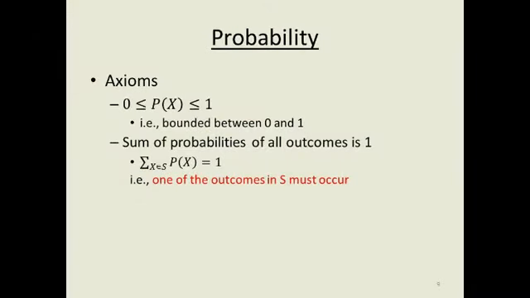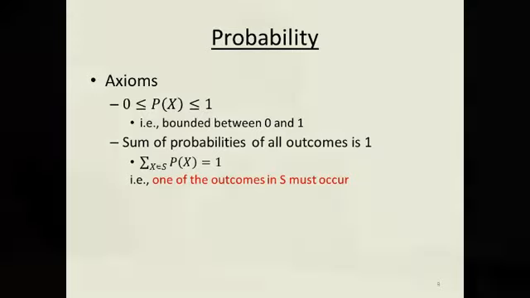Now there are a couple of very basic axioms. I'm sure you must have all seen this multiple times over. Basically, the probability is a bounded number between 0 and 1, and the sum of the probabilities of all possible outcomes within the set is 1. This is just a way of saying that if you do an experiment, then one of the possible outcomes has to occur. And the set of all possible outcomes is what you have enumerated as the possible range of values of this random variable.